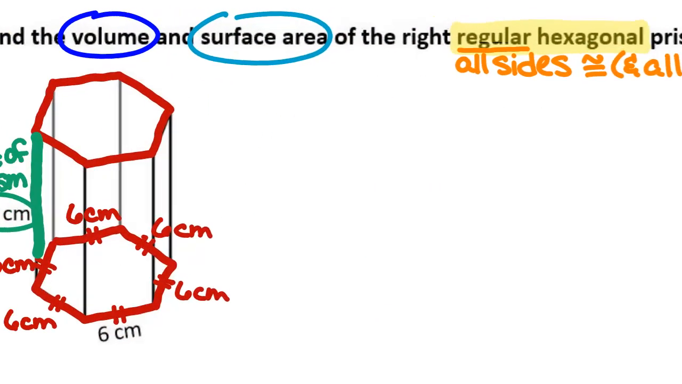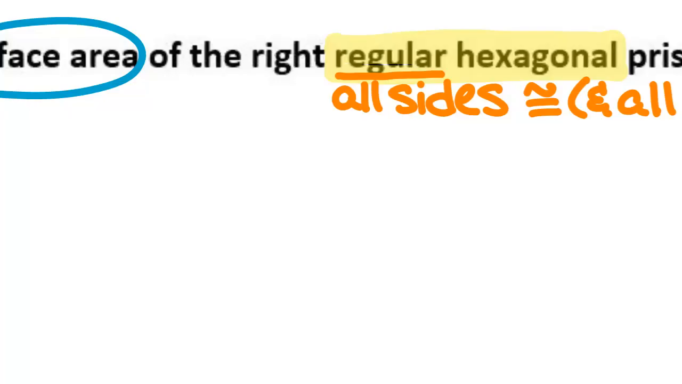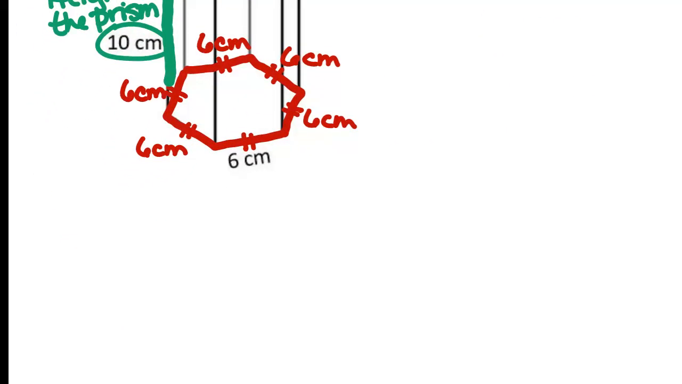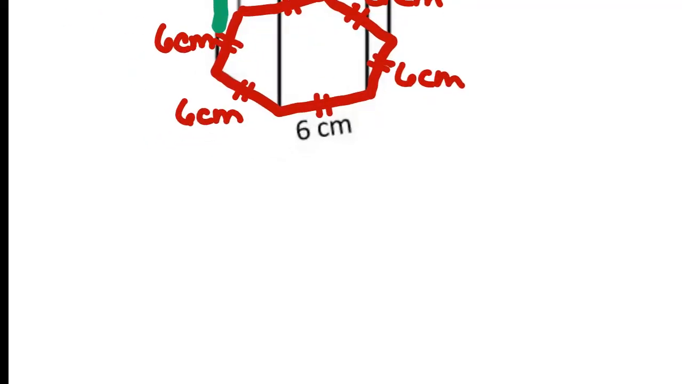All right. Volume formula. Volume is equal to the area of the base times the height of the prism. And we said our base is what shape? It's a hexagon. Let's see who remembers how to find the area of a regular hexagon.